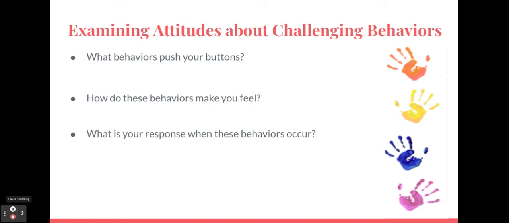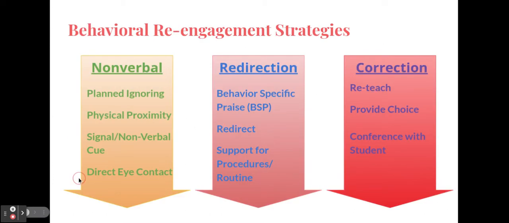Thank you for reflecting. We will continue this training by looking at behavioral re-engagement strategies you may use if challenging behaviors arise in the classroom. Behavioral re-engagement strategies can be broken into 3 subcategories: nonverbal, redirection, and correction. We will discuss the strategies in each subcategory in the following slides. Please feel free to pause the video to record any strategies on your scratch paper that you plan to use during your day as a sub.